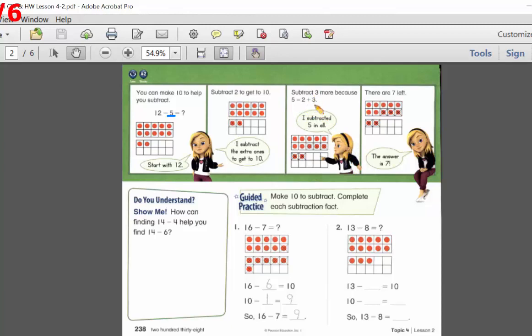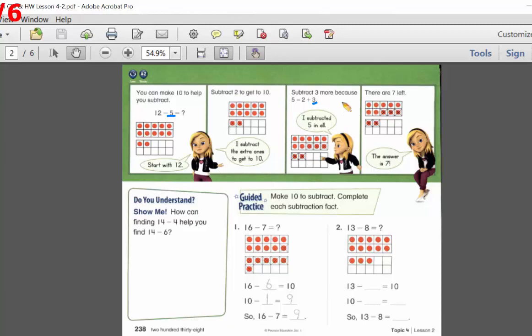3. Why 3? Because 5 equals 2 plus 3. So how many counters are crossed out in all? 5. Why 5? It's the number subtracted from 12. It was 12 minus 5. Because 5 is the number subtracted from 12. So how many counters are left? 7. 7 counters are left.